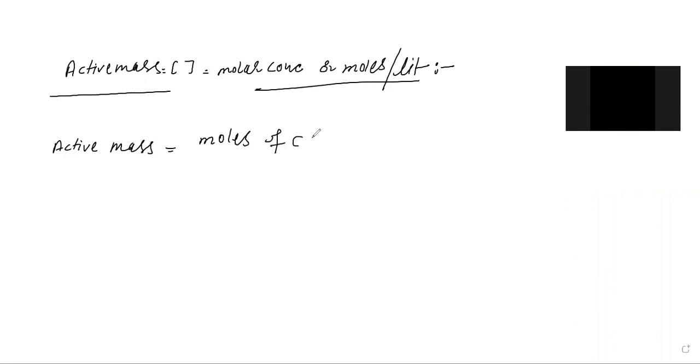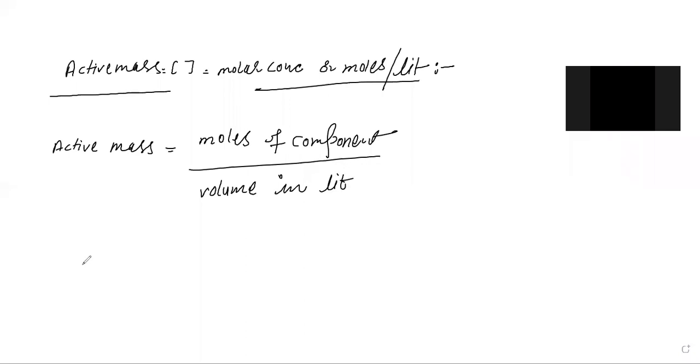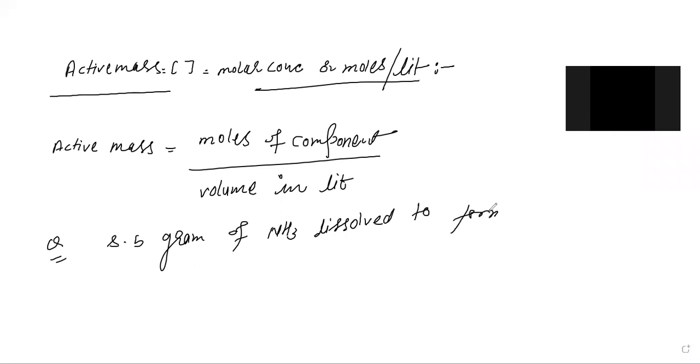So active mass is equal to moles of component divided by volume in liter. Okay, so let us try to solve one problem. The problem is 8.5 gram of NH3 dissolved to form 4 liter aqueous solution, right? They are forming 4 liter aqueous solution.